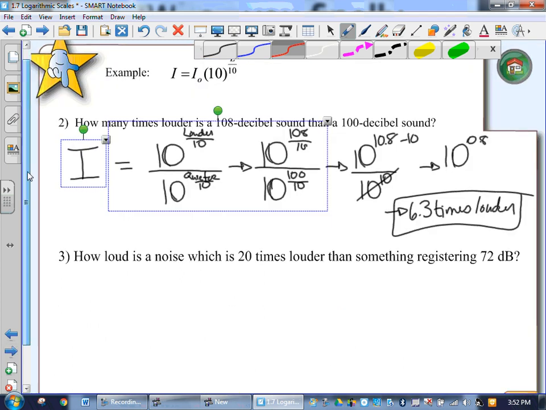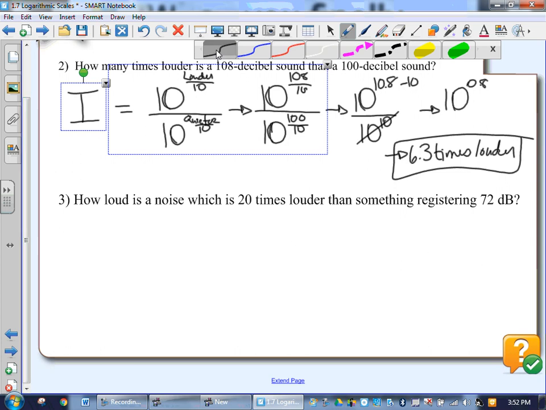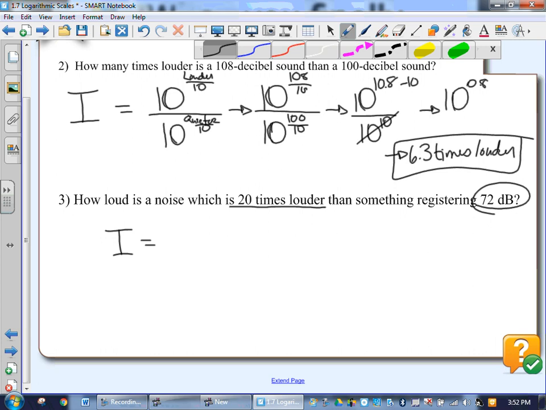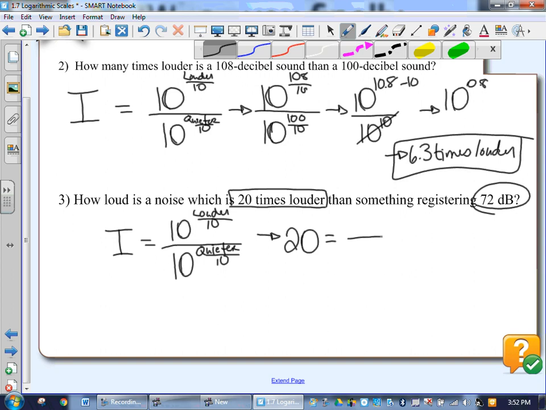And our last one here says, how loud is a noise which is 20 times louder than something which registers 72 decibels? Okay, so my intensity is equal to 10 to the power of the louder divided by 10 over 10 to the power of the quieter divided by 10. In this one, I have the intensity. It's 20 times louder. So 20 will equal 10 to the power of, well, I'm trying to figure out how loud is something that is louder. So my x will be in the numerator. And in the denominator, the decibel rating that I have is 72.